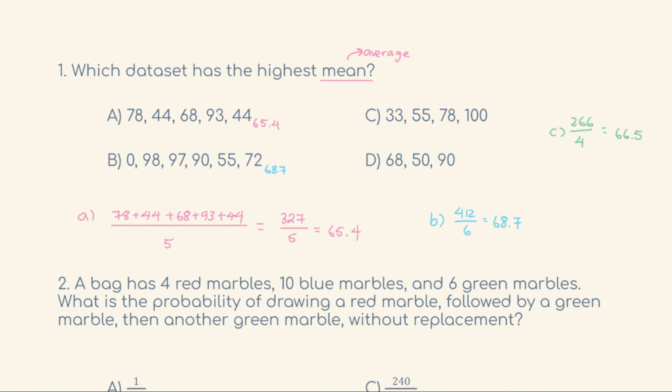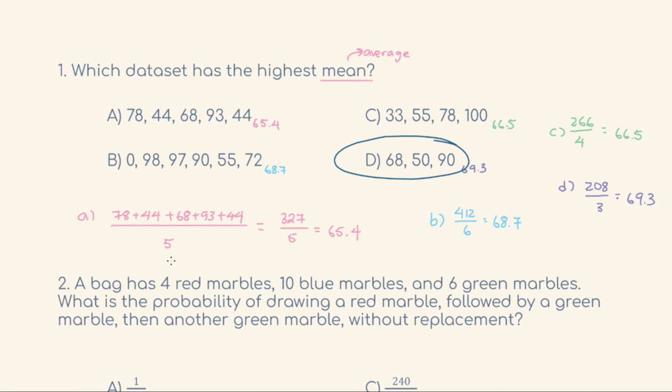Last but not least, for D, if we do 68 plus 50 plus 90, you're going to get 208. And we're going to divide by how many numbers we added here? 3, right? So 208 divided by 3 is going to be 69.3. Looking at these 4 averages, maybe I'll write this down as well, 69.3, and here I'll write 66.5. Looking at these 4 numbers, the one with the highest mean is D. So we're going to circle D. That is the answer for question 1.